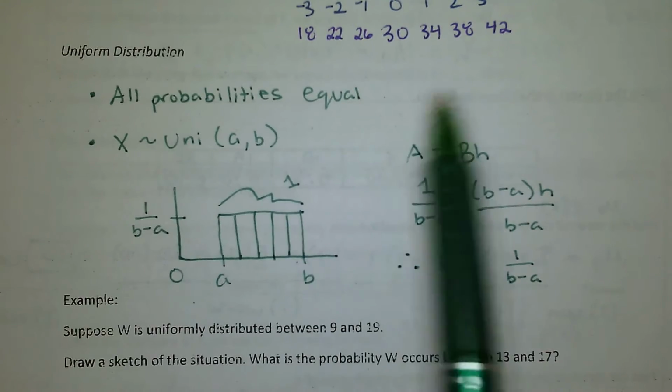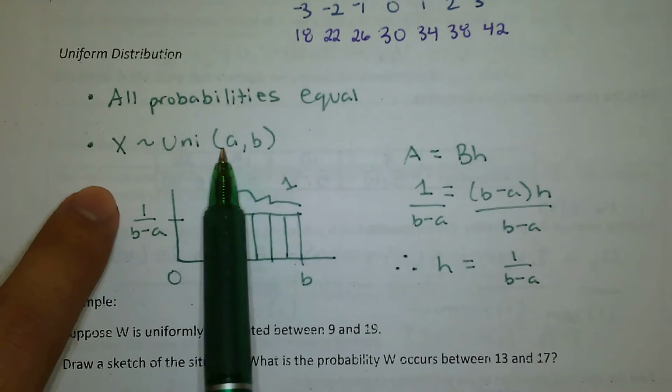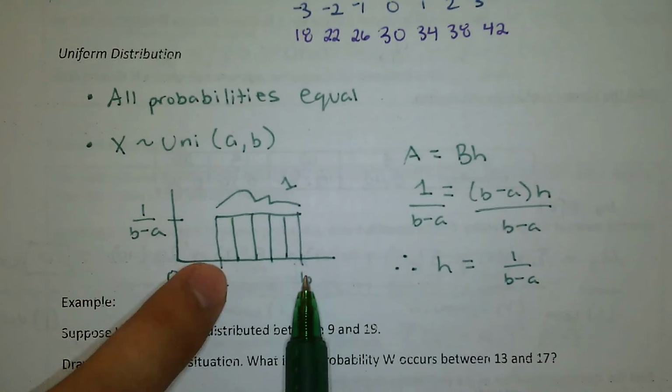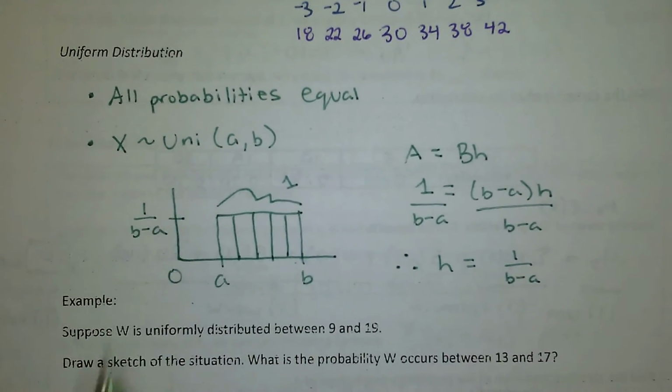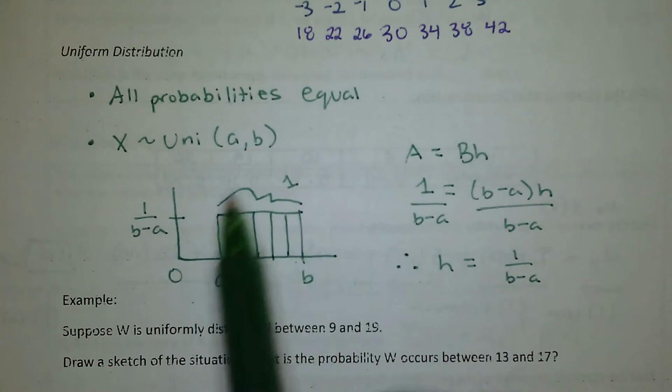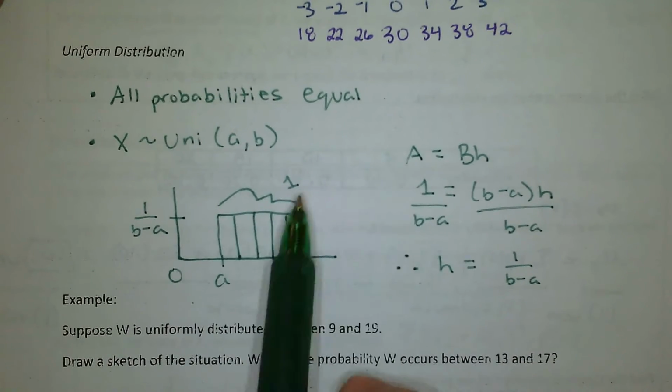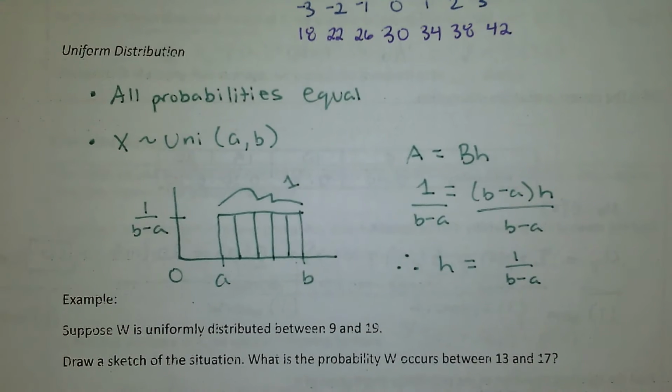All probabilities are equal, and they are distributed between the left-hand endpoint and the right-hand endpoint, which we call A and B. And the height must be 1 over B minus A, so that we can preserve this property here where the area, the sum of the probabilities, must always equal 1. So this is how we're going to use the uniform distribution.